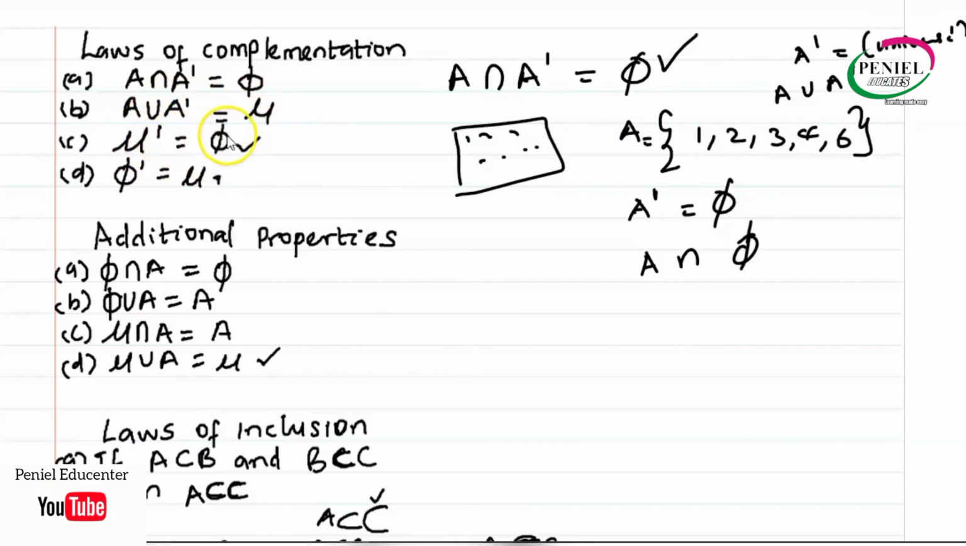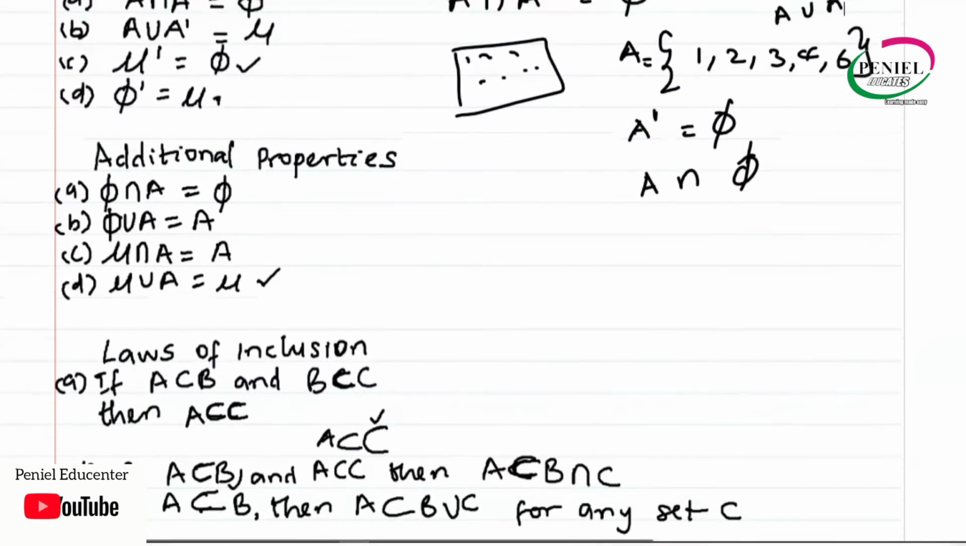Universal set complement is a null set. Null set complement is a universal set. Then the additional properties we have: a null set intersect A is a null set. Null set union A is A. Universal set intersect A is A. Universal set union A is universal set. So let us look at laws of inclusion.